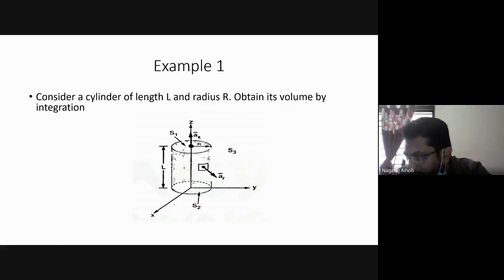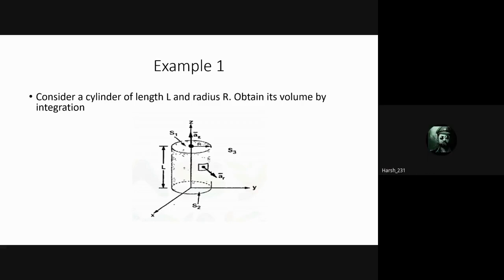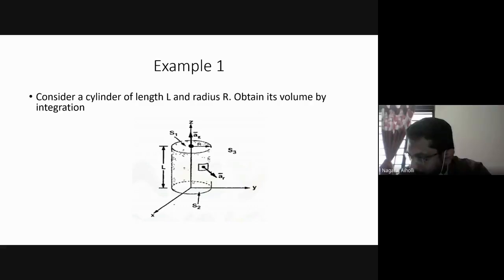Take 2 pi R common. What will you get? Pi RL plus pi R square. But what about the 2 there? You have left it out. 2 pi R will come into R plus L, is it not? Yes, sir. Correct? 2 pi R into R plus L.